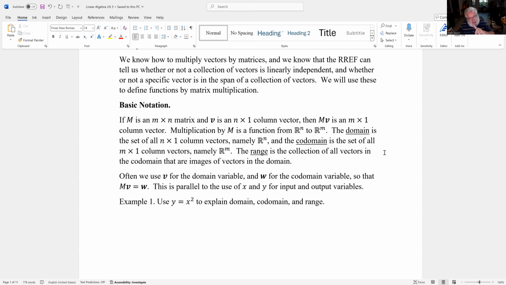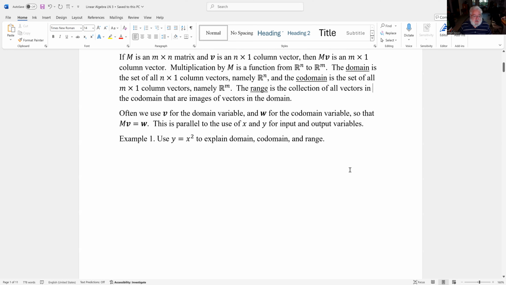The range is not the same thing as the codomain. It's the collection of all vectors in the codomain that are images of vectors in the domain. So we'll talk about that a little bit in example 1. Usually we use V for the domain variable and W for the codomain variable. So we have M times V equals W. Input is V, output is W. This is paralleling the use of X and Y. X is input, Y is output, V is input, W is output. So domain, codomain, and range.